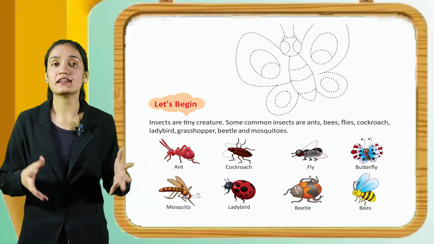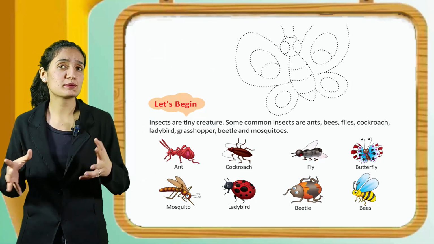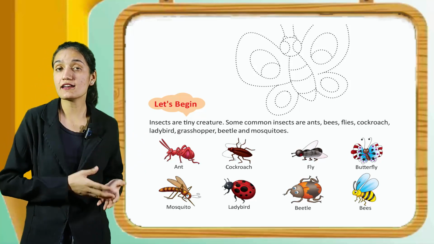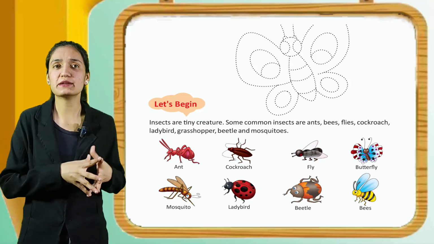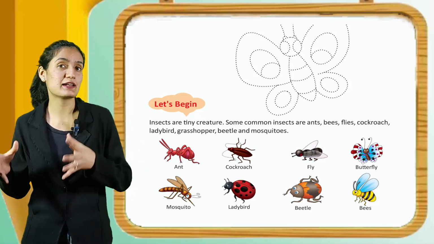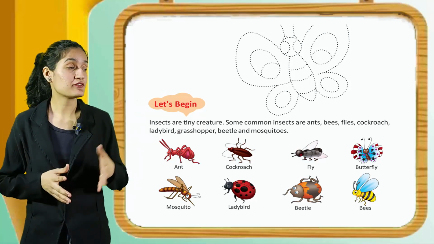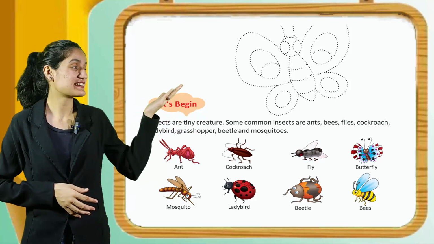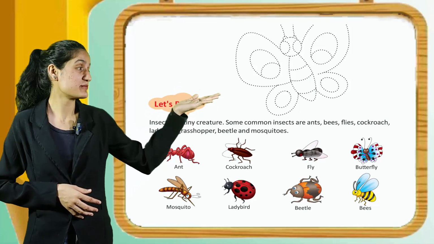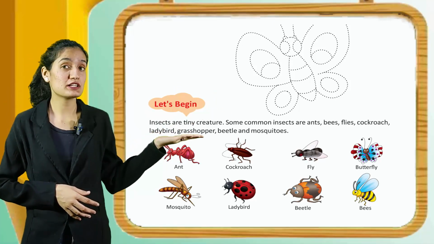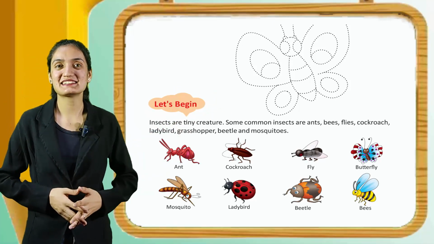Now let's begin. Insects are tiny creatures. Some common insects are ants, bees, flies, cockroach, ladybirds, grasshopper, beetle and mosquitoes. Here are the various examples of insects. Ant, cockroach, fly, butterfly, mosquito, ladybird, beetle and bees.